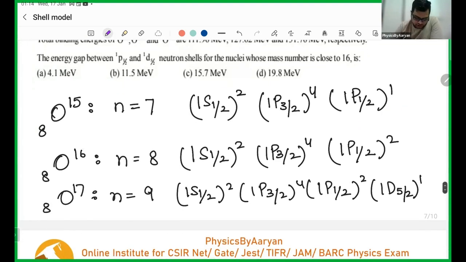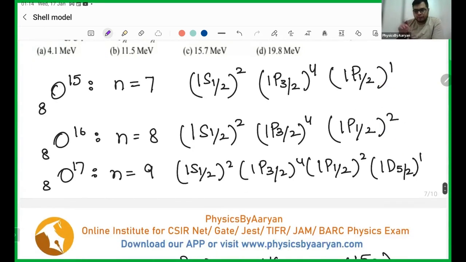Then I do it for oxygen 16. Everything will remain the same, but the neutron number increased by 1. So now instead of 1 in p 1/2, you will have 2 in p 1/2. And then in oxygen 17, one more neutron is added. Up to here, it will remain the same, and then the next neutron will go to d 5/2.